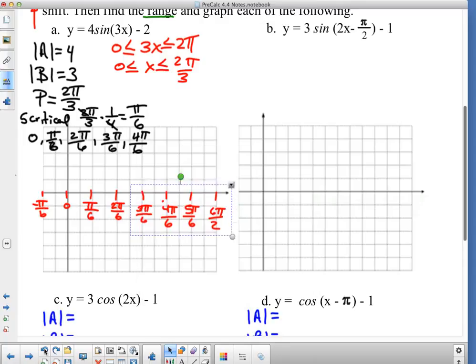Okay, now keep in mind we're looking at sine. So when I'm looking at sine, if I'm going to graph it, for sine I go axis, high, axis, low, axis. So that's what we're going to be going on.